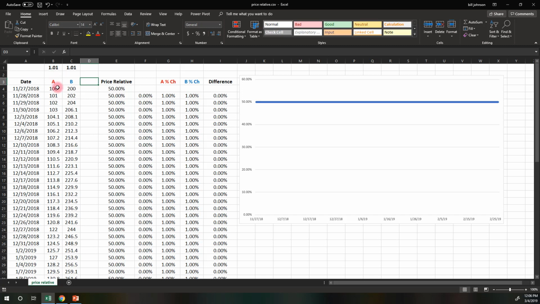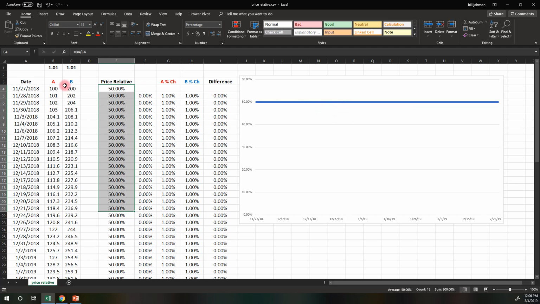So therefore, because A and B are both rising at the same rate, we're going to get a flat line over here in blue. So if we graph this column right here, our price relatives, that's where the graph is coming from, it's going to be a flat line. And again, new traders often think that because these prices are rising, that our graph should be rising. But remember, you're not graphing prices, you're graphing the relative performance between these two.